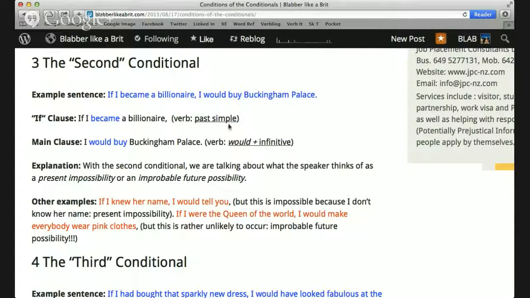What we're going to do is take the examples we've got here and practice them. I'm going to ask you some, and then we'll expand into some different questions and play a little bit of a game. So first of all, the first question here, I'm going to ask Natalie. Natalie, if you became a billionaire, what would you do?